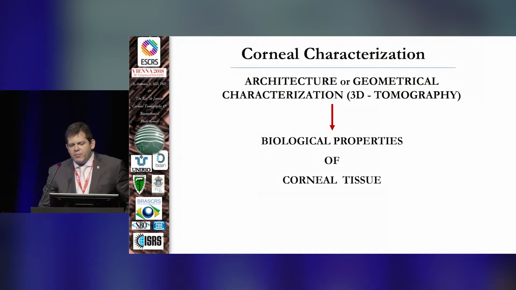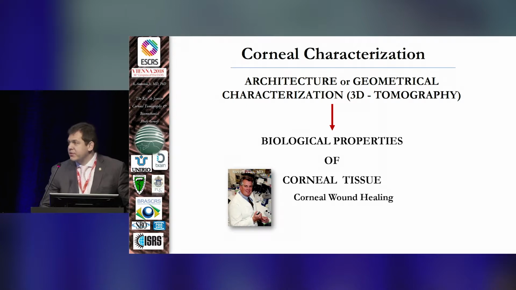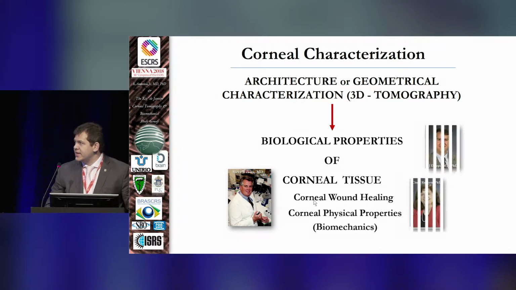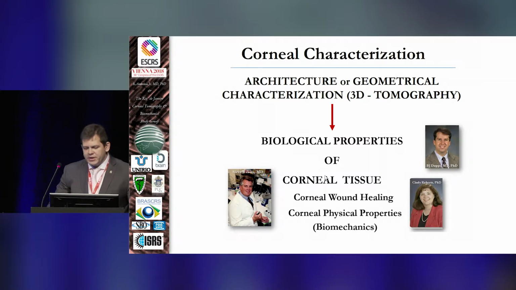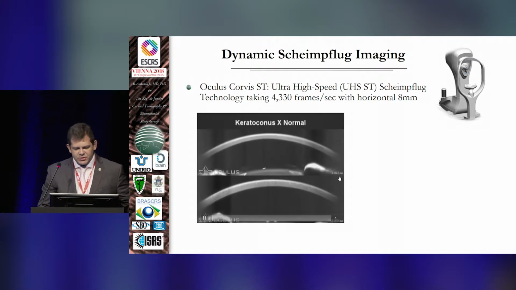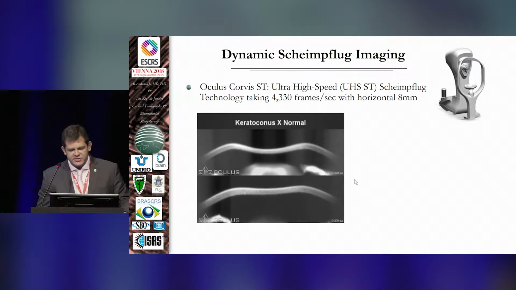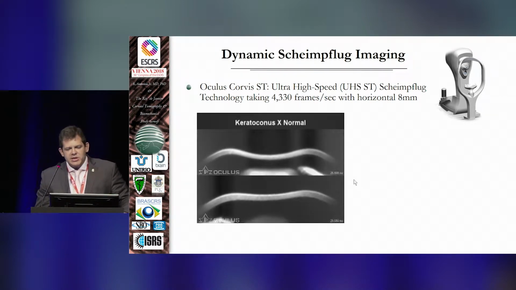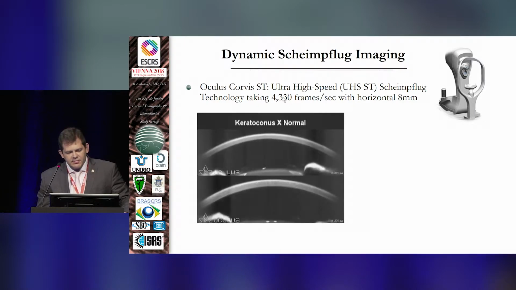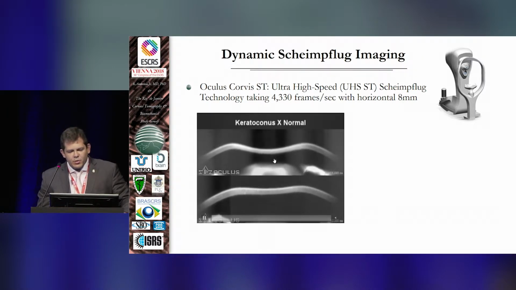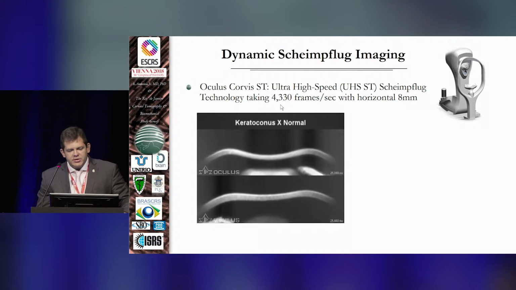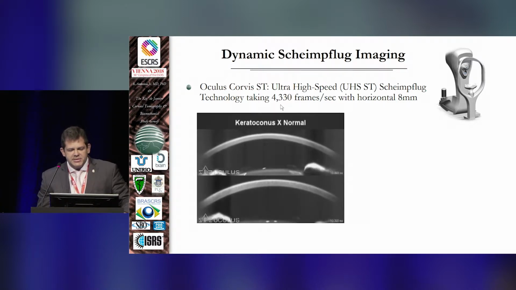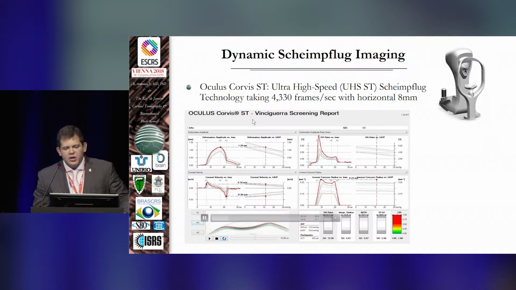And biomechanical properties are fundamental. I was fortunate to train with Steve Wilson, who is one of the lead experts on wound healing. And the second biological tissue property would be biomechanics. And we have Cynthia Roberts and BJ Dupes working very much on that since a long time ago. The dynamic Scheimpflug imaging takes a very nice characterization of the cornea deformation with 140 frames in 30 milliseconds, and this generates a lot of data.